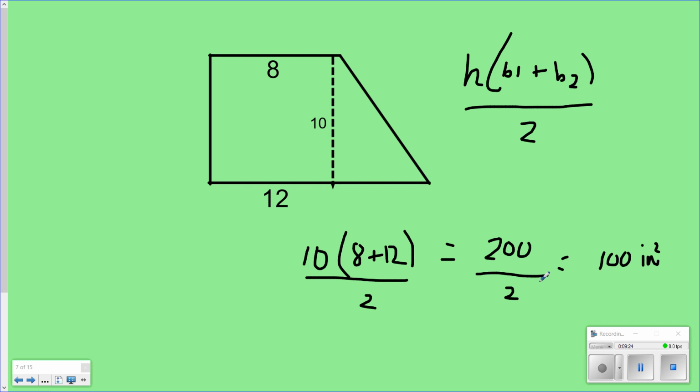I was going to remind you of something. A lot of times people will forget to divide by the 2. So don't forget to divide by 2. That's the last thing you have to do in this problem. You have to make sure you divide by the 2.